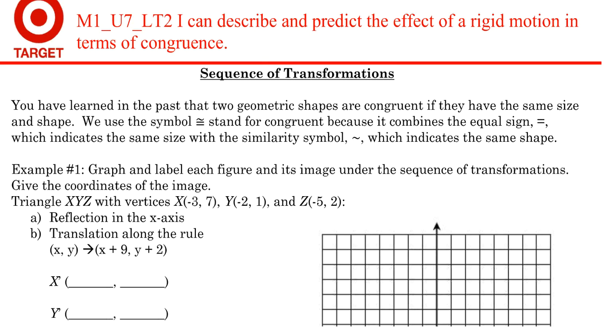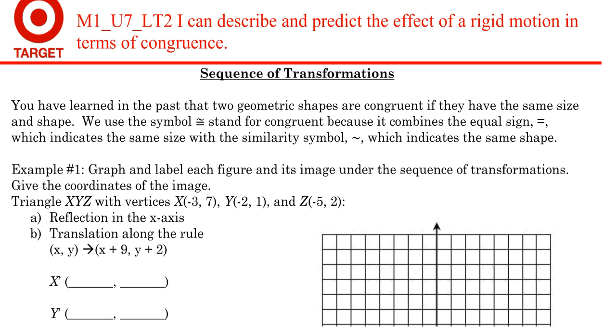Hi everyone, we're going to be working on Learning Target 2 from Unit 7, which is I can describe and predict the effect of a rigid motion in terms of congruence. So we've learned in the past that two geometric shapes are congruent if they have the same size and shape. We use the congruent symbol because it combines the equal sign, which indicates the same size, with a similarity symbol, which indicates the same slope.